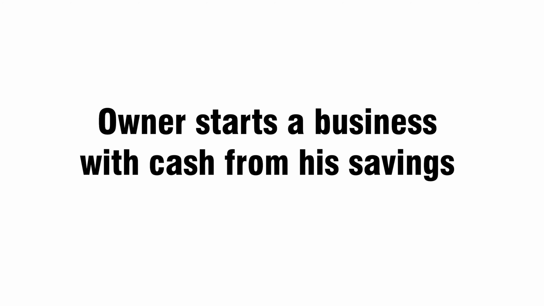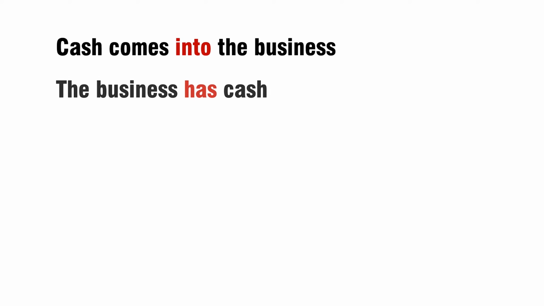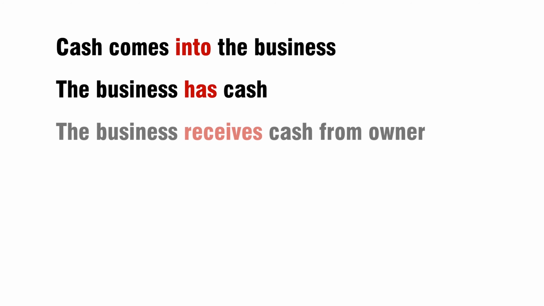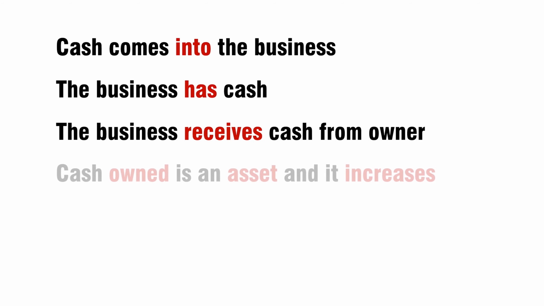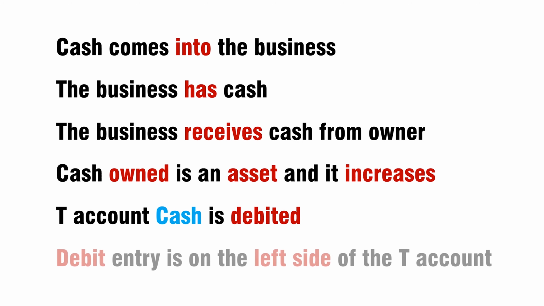Here are examples. Transaction 1. Owner starts a business with cash from his savings. Recording entry 1. Cash comes into the business. The business has cash. The business receives cash from owner. Cash owned is an asset and it increases. T account cash is debited. Debit entry is on the left side of the T account.